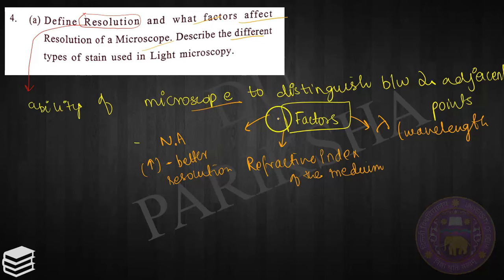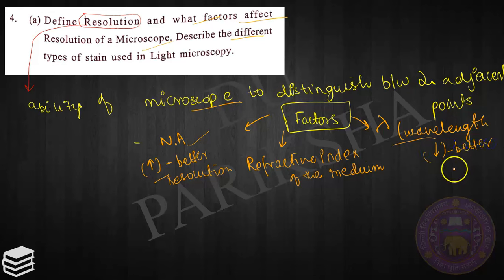The factors that affect the resolution of a microscope include numerical aperture. Numerical aperture is a measure of a lens's ability to gather light and resolve fine specimen detail. The higher the numerical aperture, the better the resolution. Then wavelength of light. Shorter wavelength means better resolution.